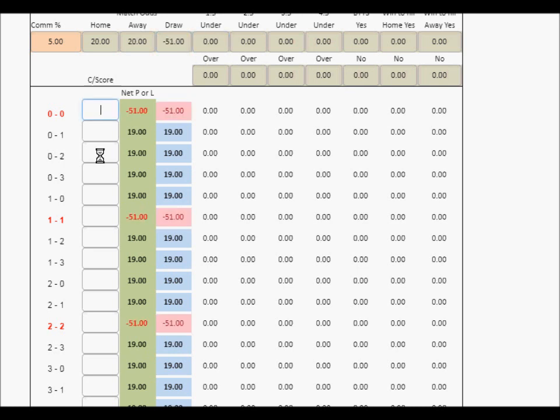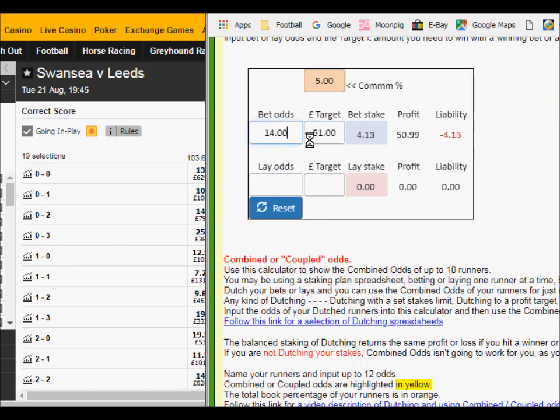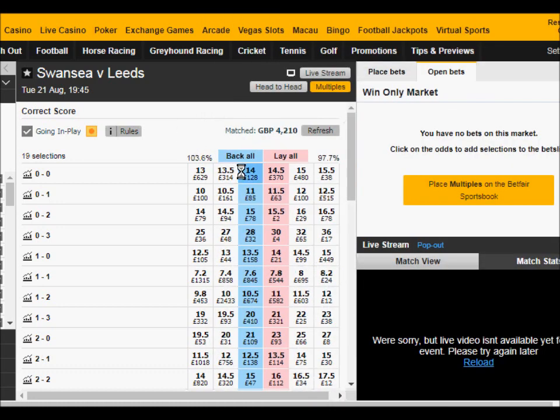Now if we want to place an insurance bet against the game finishing nil-nil, we would put our bet details in there. So we'll go and do that in Betfair. So if you're looking at correct score, the odds for nil-nil are 14. So odds of 14, target 51, we need a bet stake of 413. So put that on there.